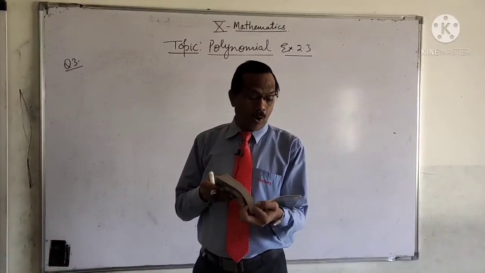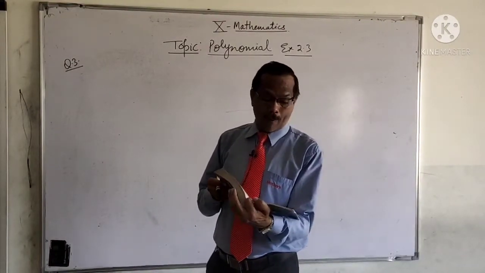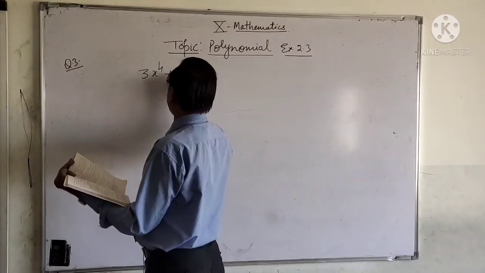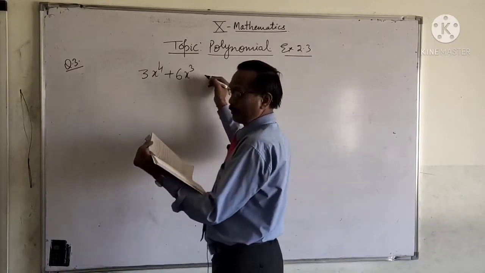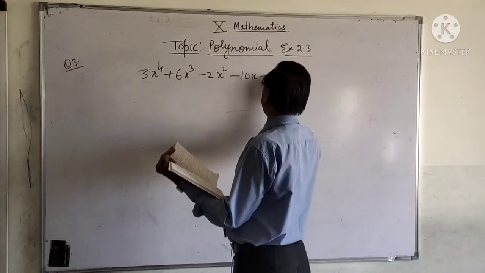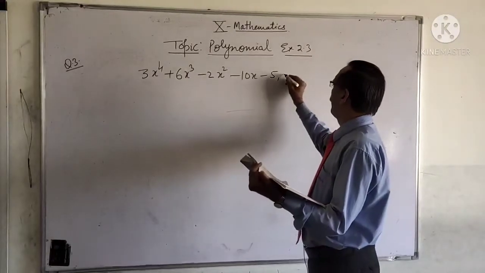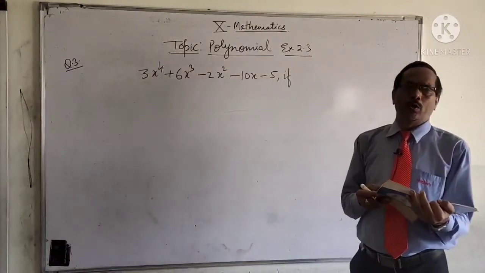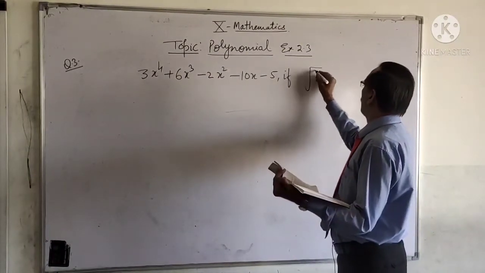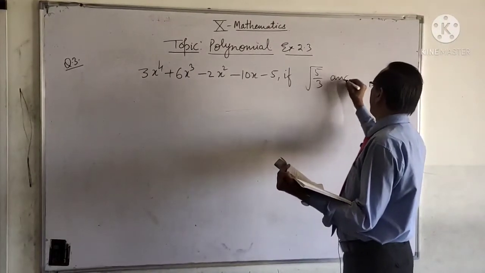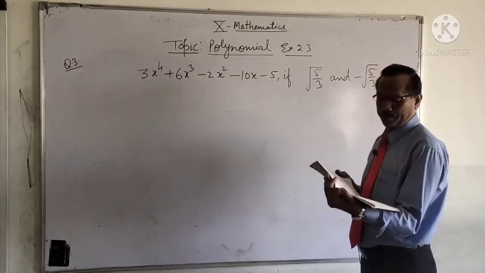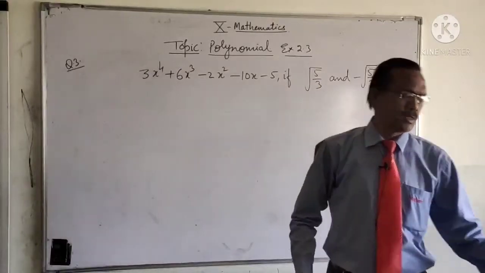Question is, obtain all the zeros of the polynomial 3x^4 + 6x^3 - 2x^2 - 10x - 5, if two zeros of the polynomial are root 5 upon 3 and minus root 5 upon 3. So you have to find all the zeros.